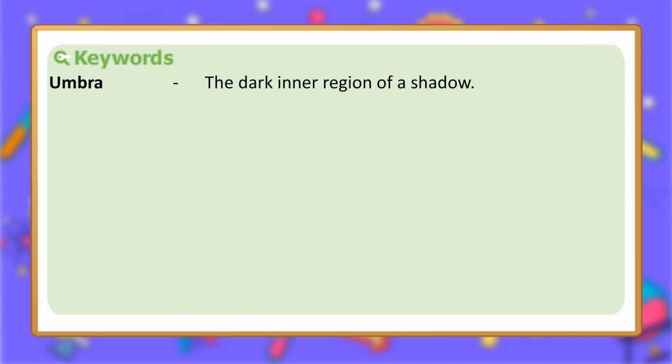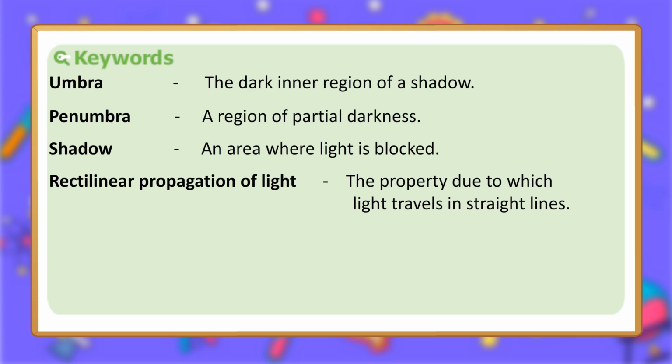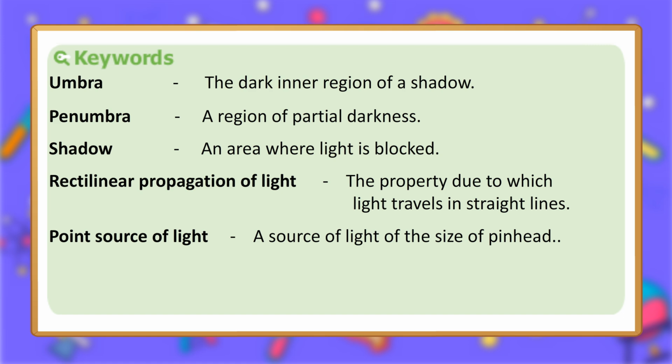Umbra, the dark inner region of a shadow. Penumbra, a region of partial darkness. Shadow, an area where light is blocked. Rectilinear propagation of light, the property due to which light travels in straight lines. Point source of light, a source of light of the size of a pinhead.